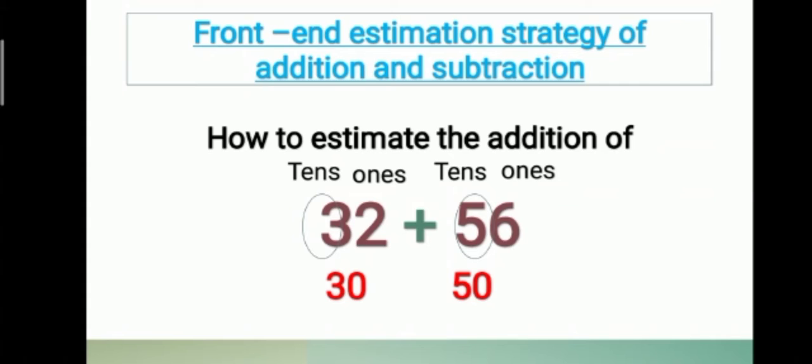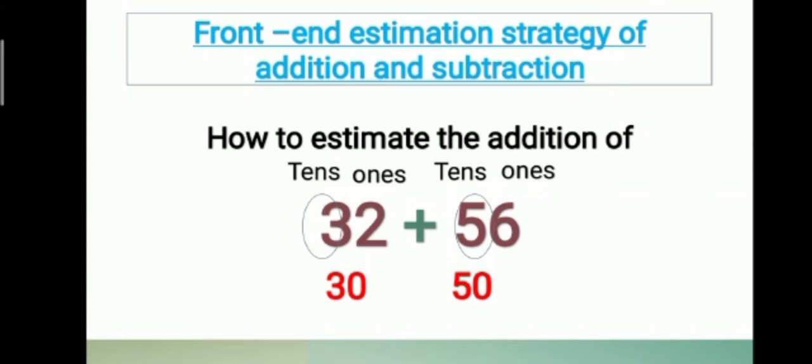First of all, we put our chart. What's our chart? First we put tens and ones: 3 tens, 2 ones, plus 5 tens and 6 ones. What's the meaning of estimation? Estimation means near to. So we are going to near the 32 into 30. So we put 0 in ones and the tens will be stable. So we are going to write 3 in tens and 0 in ones.